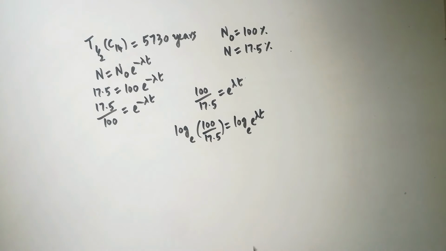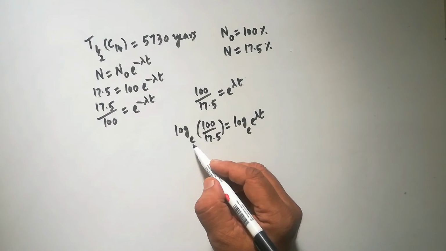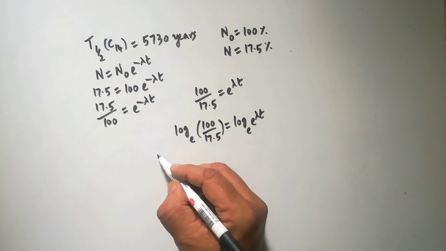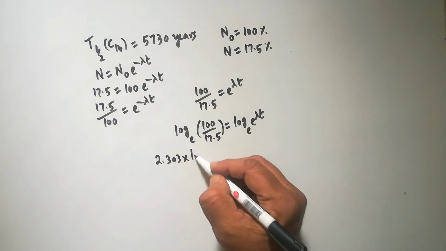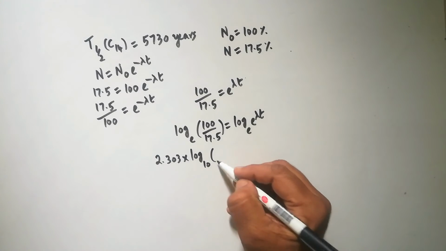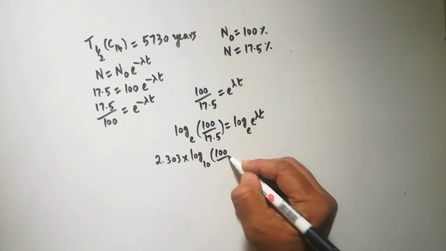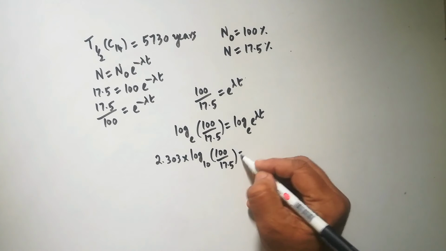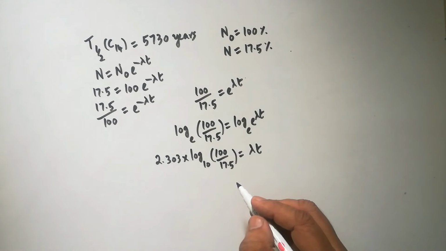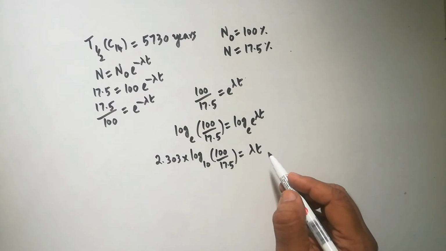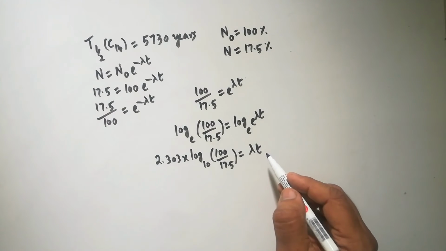Understood? Here the base is e, which must be converted into log to the base 10. For that purpose, 2.303 must be multiplied, and after that log to the base 10 can be introduced. Here 100 divided by 17.5 must be written again. And log of e power of lambda T becomes lambda T. Are you clear? Now what is required? That T is required. The age of the tree must be calculated.